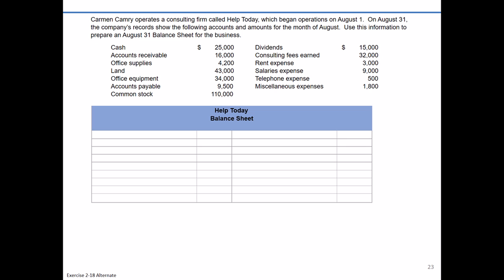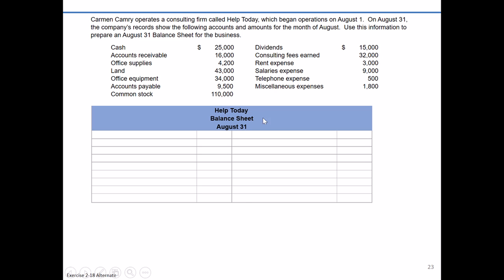Unlike the other two statements that we prepared that show activity over a period of time, remember those showed activity for the period of August, our balance sheet is going to look at the company at a specific point in time. Whether, for example, that point in time is the end of a month, a quarter or a year, in our particular example, that's going to be at the end of the month because we're preparing our financial statements as of August 31st. So we're going to show August 31st.